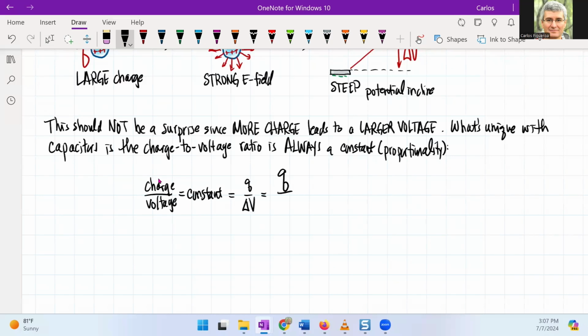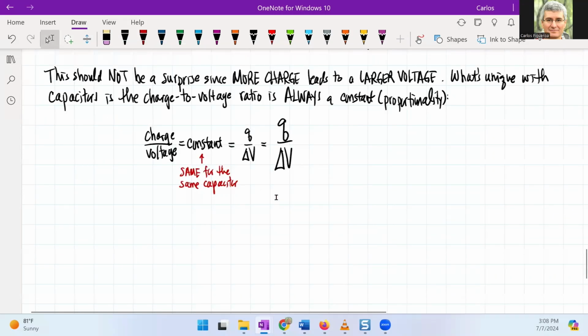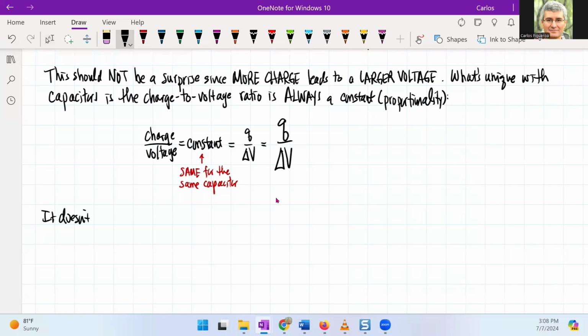But what's amazing is that even though these guys are proportional to each other, they equal the same constant for the same capacitor. So this constant is the same for the same capacitor. That ratio does not change. Now remember, it doesn't have to be this way, but nature dictates this for capacitors.